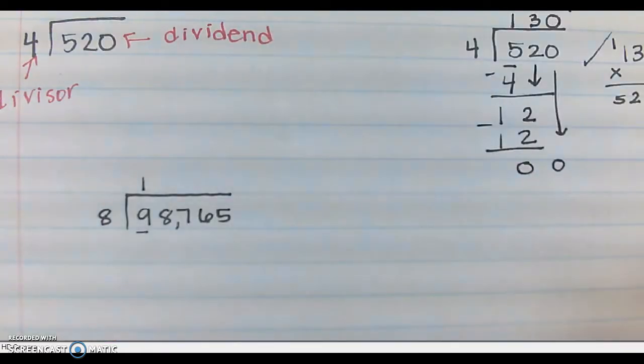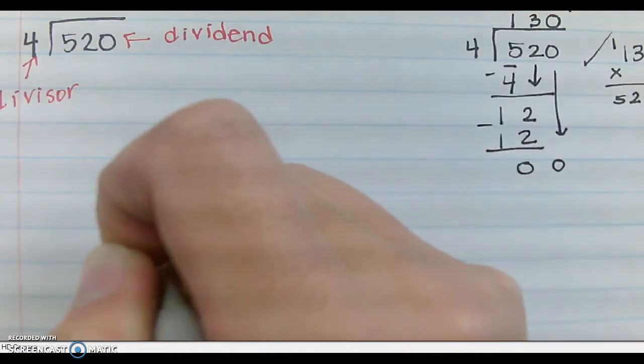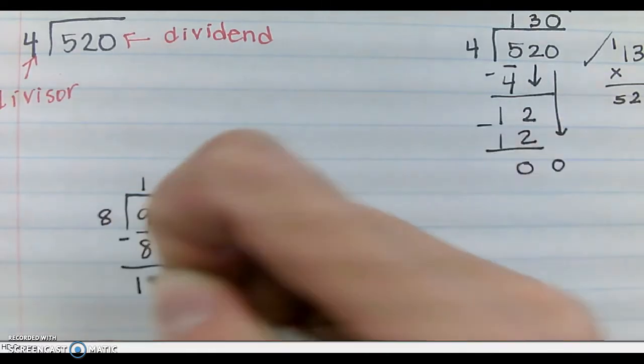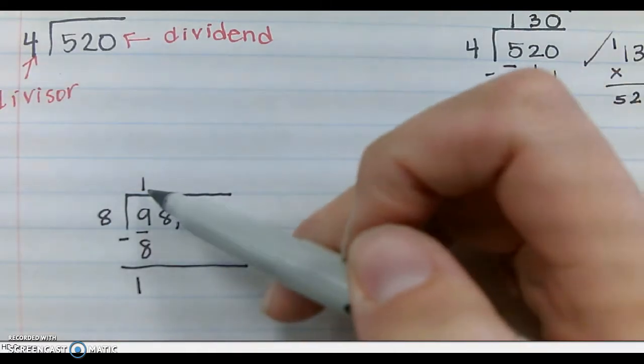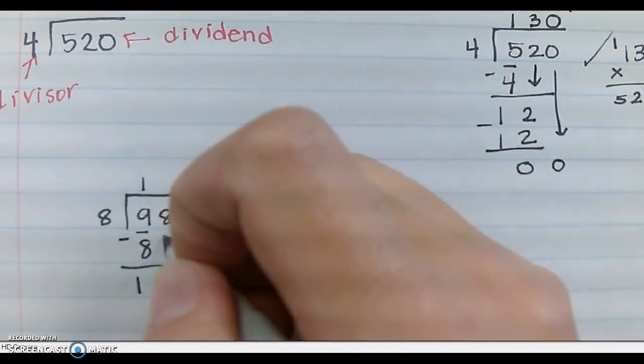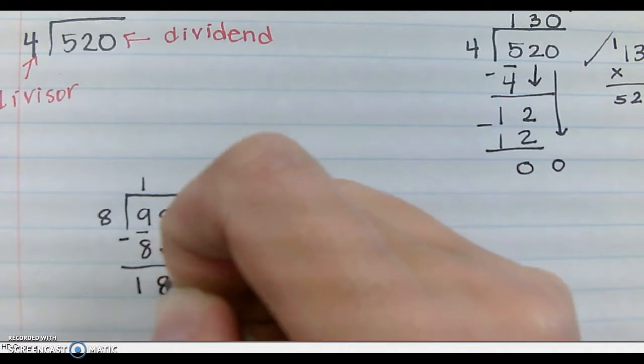Now I go to step 2, multiply. 8 times 1 is 8. Subtract it out. 9 minus 8 is 1. Okay, I'm done with the 10,000 column because 1 is smaller than 8. So I got to pull down that 8 from up top.